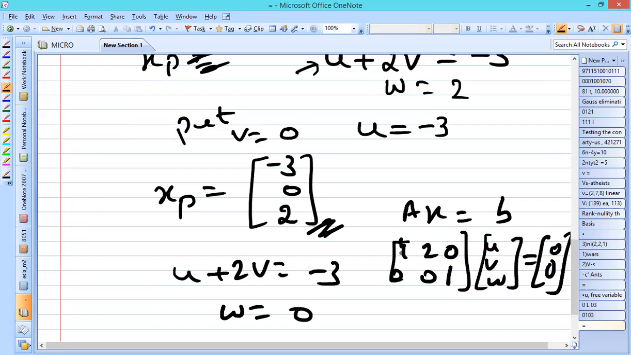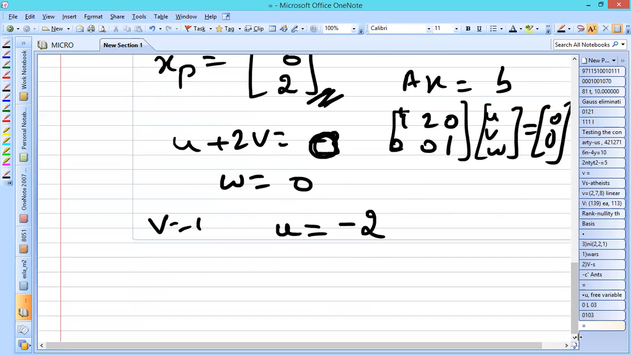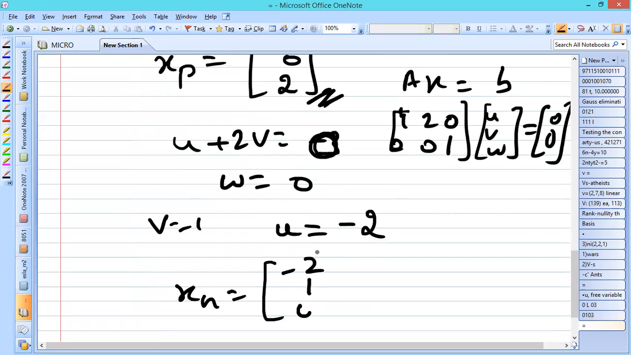So here if you simplify this, if you write in the equation form, 1 into U is U plus 2 into V is equal to 0. 0 you'll be getting, I'll be making it as 0. This is not equal to minus 3 and W is equal to 0. So now in order to get the special solution, I put V is equal to 1. If V is equal to 1, U will be equal to minus 2. So now we have the values of U, V, W. Now we can write the special solution Xn as U is minus 2, V is 1, W is 0.